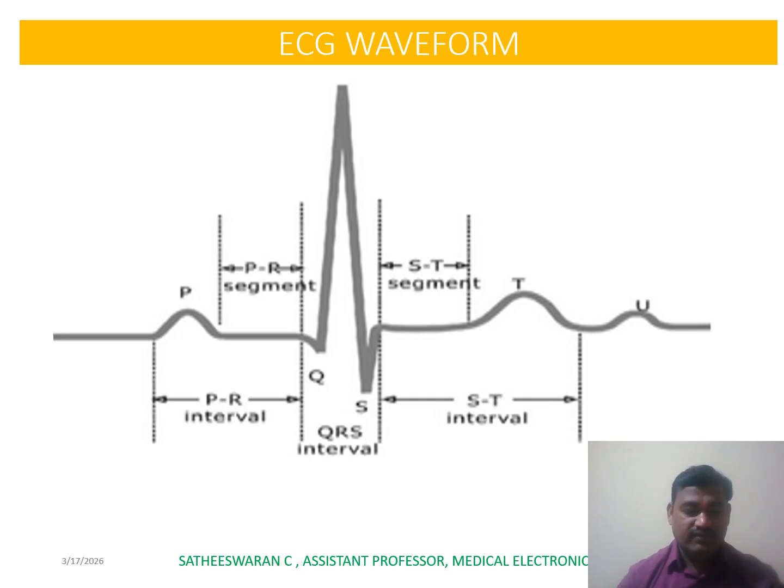Then the ECG waveform. It consists of P, QRS, T and U waves. P is due to depolarization of atria. QRS is due to depolarization of ventricles and repolarization of atria, and the T wave is due to repolarization of ventricles.